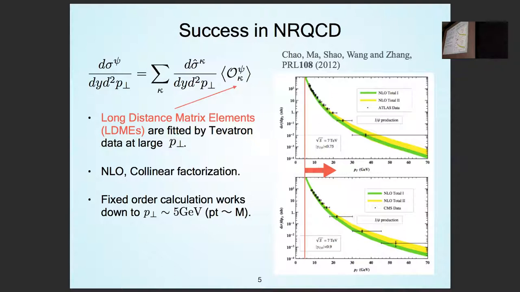In many studies of quarkonium production in NRQCD, these long distance matrix elements are fitted to high pT J/psi data, for example at Tevatron energy. But out of curiosity, when you say it's fitted, what exactly is fitted? How many parameters? Are these just numbers? Yeah, these are just numbers.